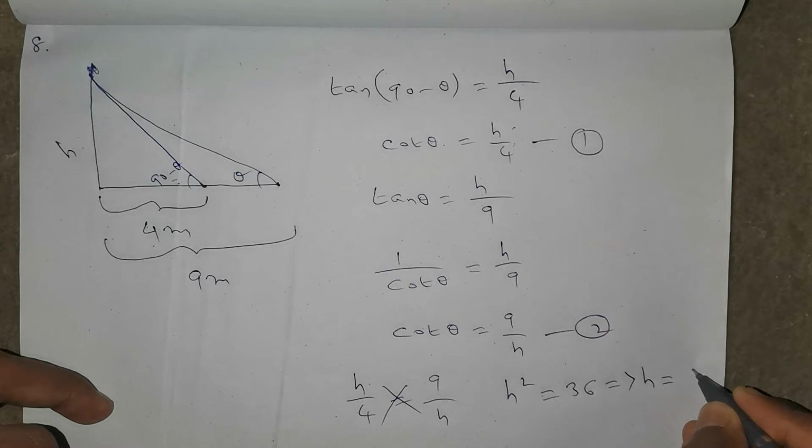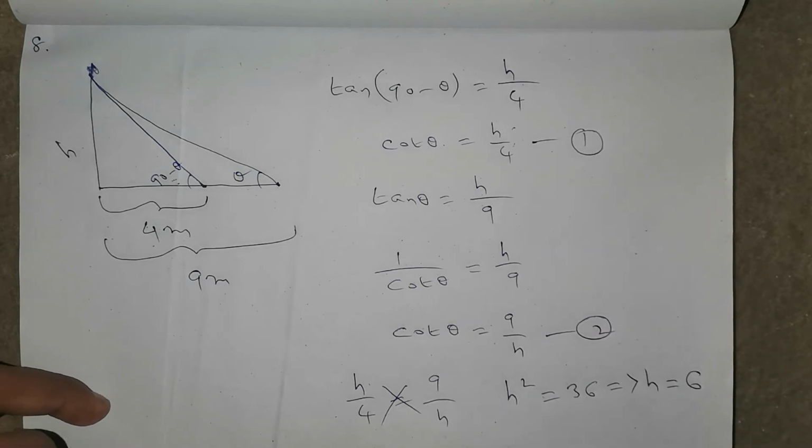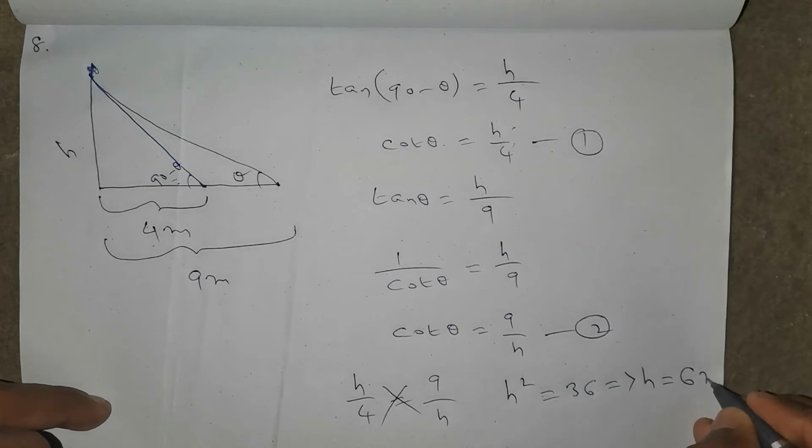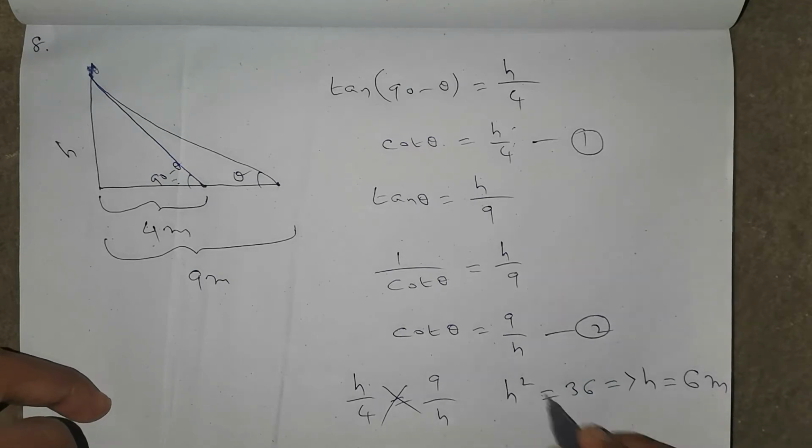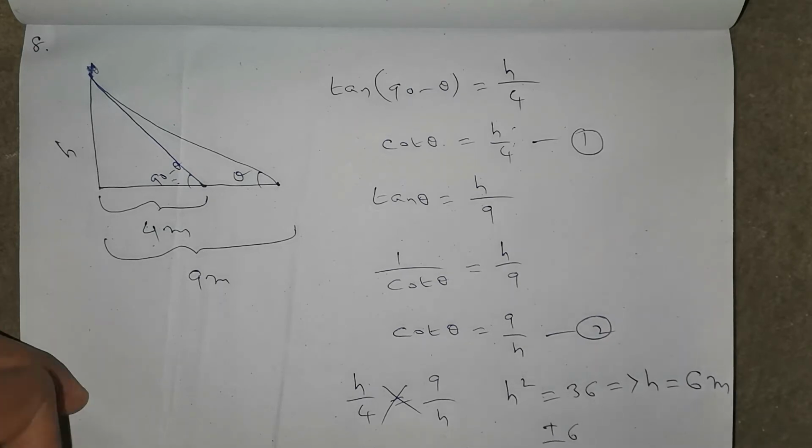Then what about the h? 6. So height of that tower is 6 meters. Actually here h square means 36, so h value will be plus or minus 6. But heights won't be negative, so we will go with the positive number only. So height of the tower is 6 meters.